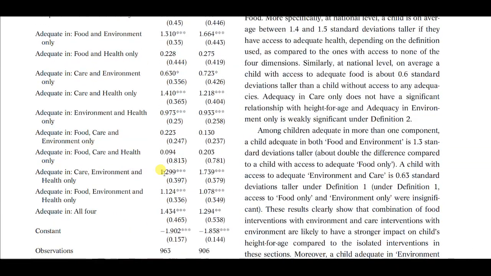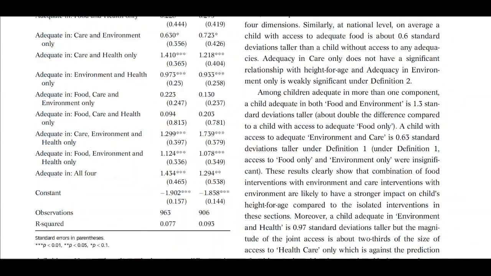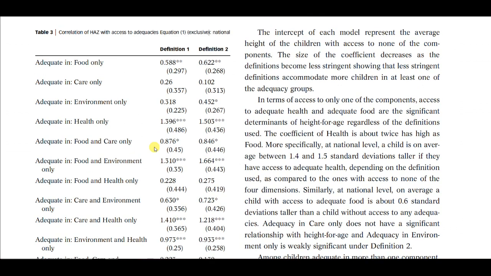We know this from econometrics 101, right? So if everything is 0, the ones that are left are in the category who are adequate in none of them. So this is where the constant comes into play. R squared is low because we did not include control variables here. This analysis can be improved by including control variables, but there are multicollinearity problems with doing that. So this is why we kept it simple. There is a lot of room for improvement, definitely.